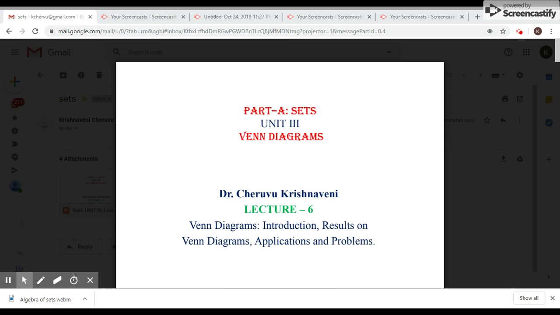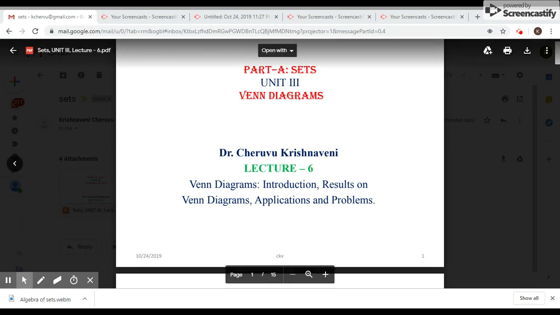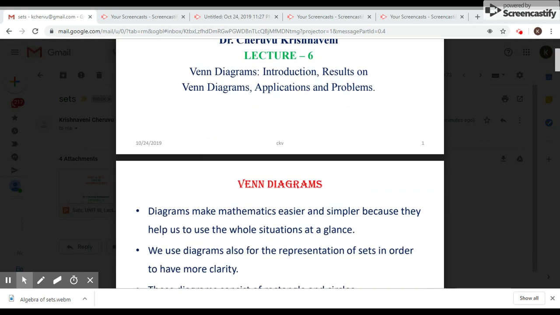Hello learners, this is lecture 6 in set theory. It's about Venn diagrams. In this lecture, you will learn about Venn diagrams, some results on Venn diagrams, the application part, and a few problems.